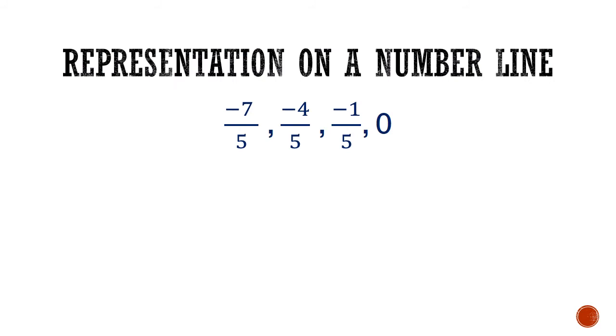Now, representation on a number line. You are going to see how you can represent rational numbers on a number line. Okay? Here, we have taken minus 7 by 5, minus 4 by 5, minus 1 by 5 and 0. What you are going to do is first check whether the denominators are same.